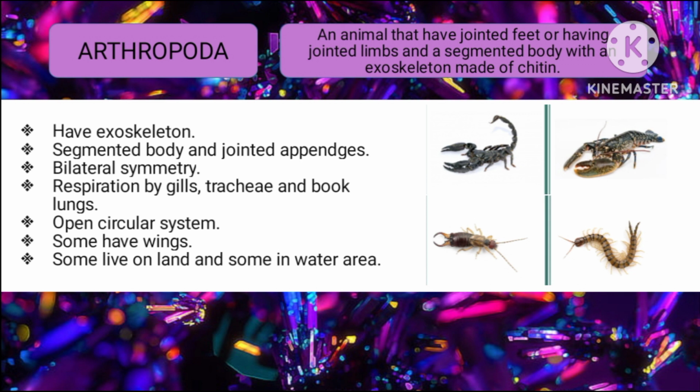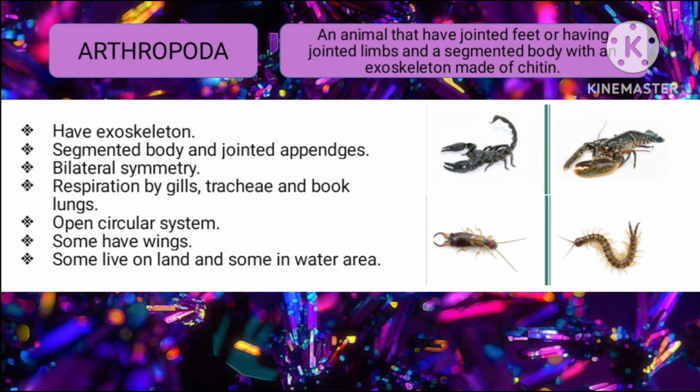Now we go to the last group, which is Arthropoda. Arthropoda are animals that have jointed limbs and a segmented body with an exoskeleton made of chitin. The characteristic of Arthropoda is they have an exoskeleton which acts as armor that protects them from outer damage, and it's heavy so they can only move slowly, and the hardness of the exoskeleton depends on the species. The segmented body and jointed appendages are familiar features of Arthropoda, which we can see with our naked eyes.